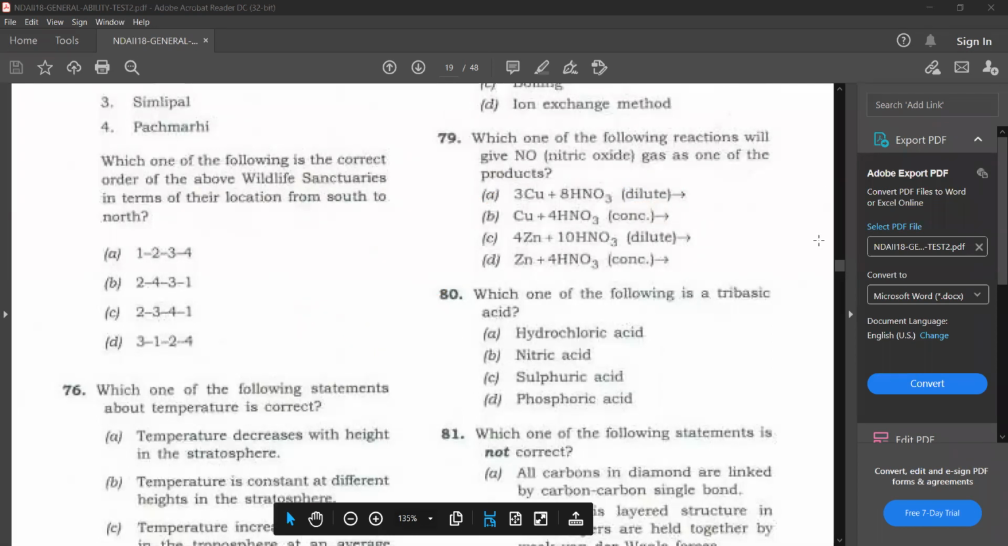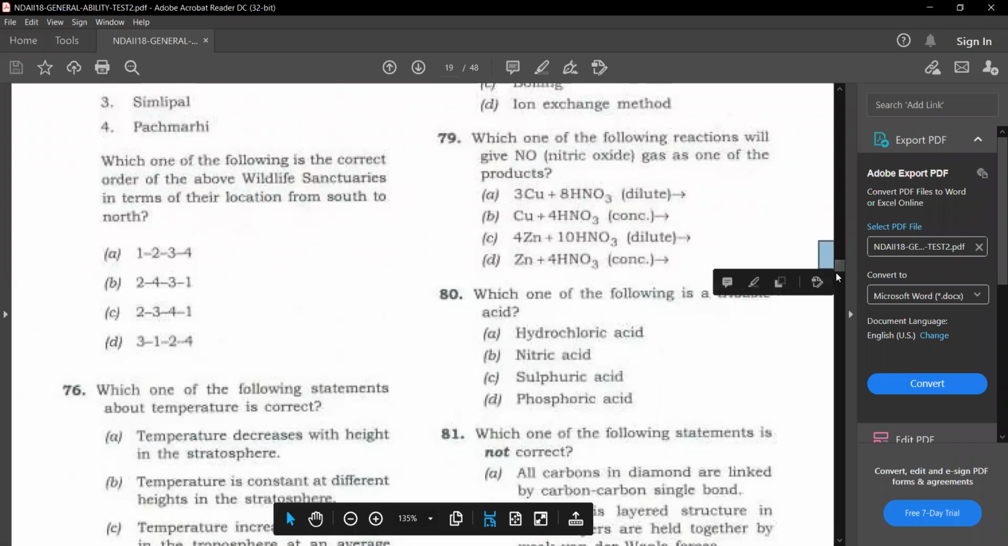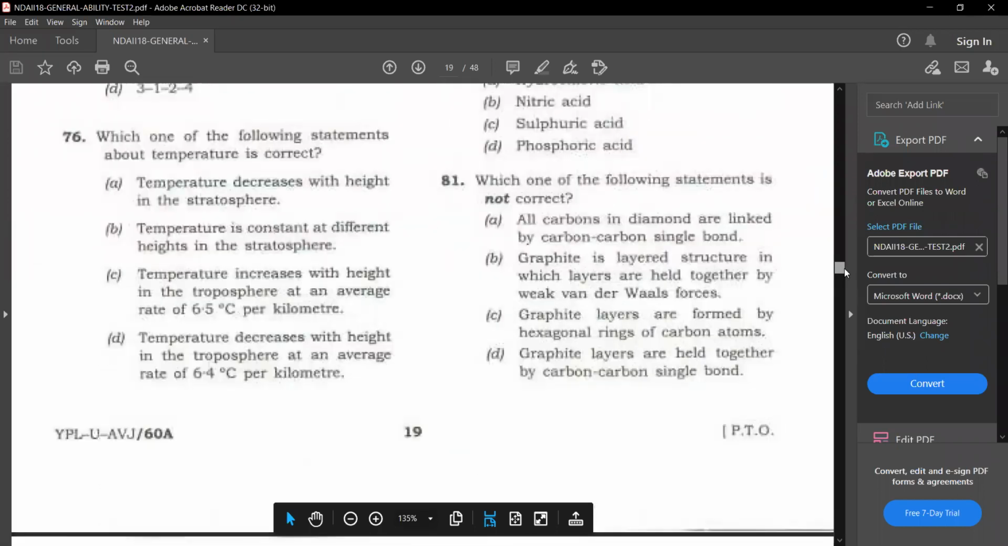Next question from chemistry in your paper: which one of the following is not correct? You have to choose a statement which is not correct. All carbons in diamond are linked by carbon-carbon single bond. Graphite is a layered structure in which layers are held together by weak van der Waals forces. Graphite layers are formed by hexagonal rings of carbon atoms. Graphite layers are held together by carbon-carbon single bond. So you have to choose the incorrect statement.